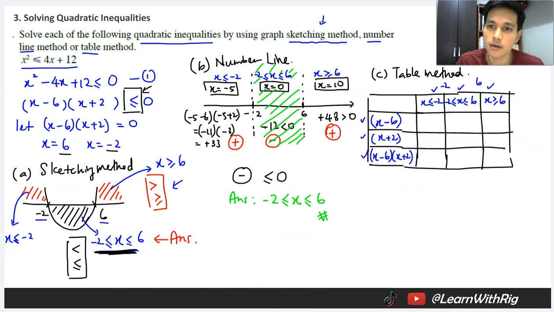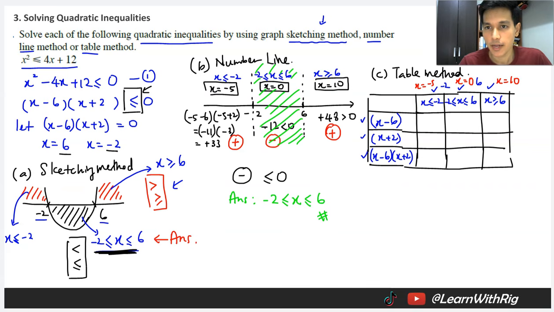Okay, so now what you are going to do is actually very similar to the number line. You're going to pick a value that fits each range. In this case, x is less than negative 2. So same thing, let's say I take x equals negative 5, x equals 0, x equals 10, you want to find out what is the sign for each of these. So it's actually very similar to the number line. You want to find out the sign, only the sign. The value doesn't really matter. You don't need the value, you just need the sign.